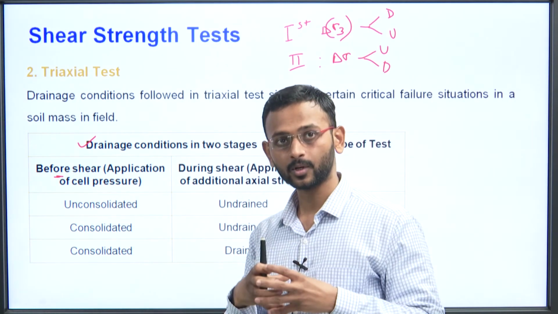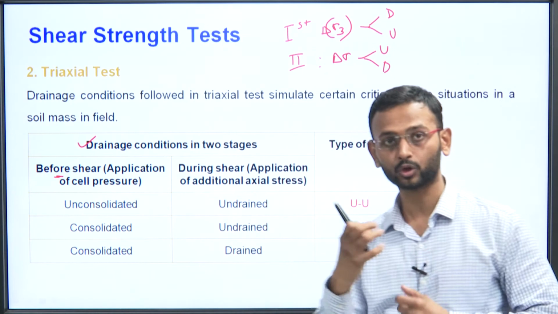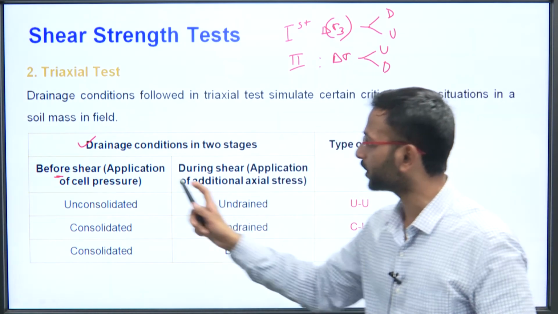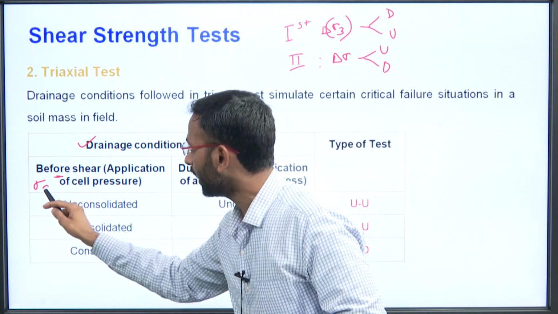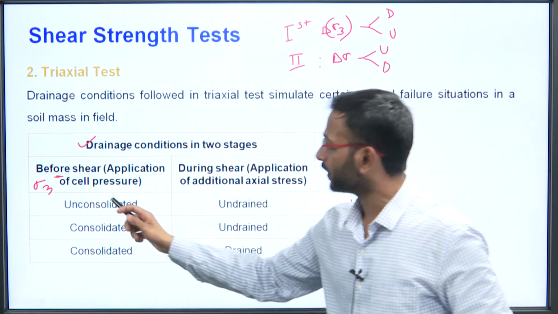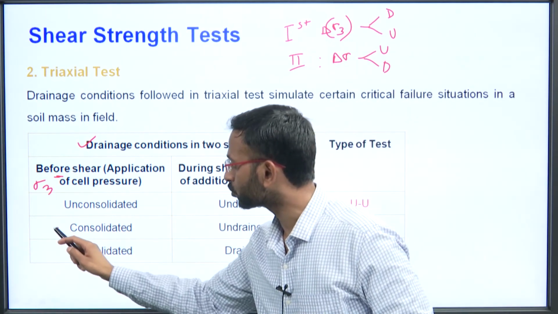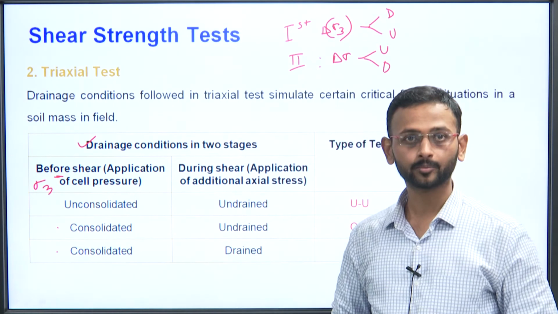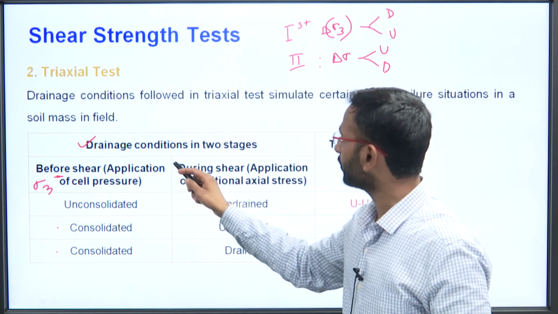पहली स्टेज में सिर्फ और सिर्फ आप प्रेशर लगा रहे थे, सेल्फ प्रेशर लगा रहे थे, चारों तरफ से फोर्सेस लगा रहे थे, जो कितना था? सिग्मा 3 था. अच्छा, उस कंडीशन में क्या हो सकता है कि सॉइल अनकॉन्सोलिडेटेड रहे या कॉन्सोलिडेटेड रहे. ओके, अच्छा, ड्यूरिंग शियर में क्या होगा?